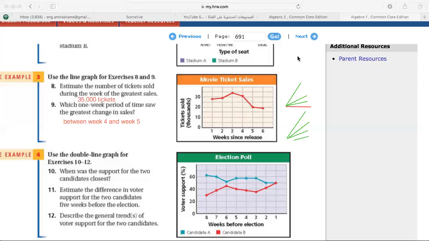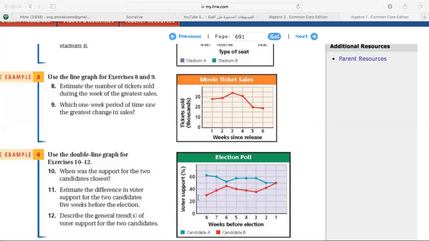Okay, girls, let me clear here. Let's answer number 10 together. Here I have a double line graph. And as we said, when I have a double line graph or a double bar graph or whatever, I should see here a key. The blue one is candidate A and red is candidate B, for an election poll.